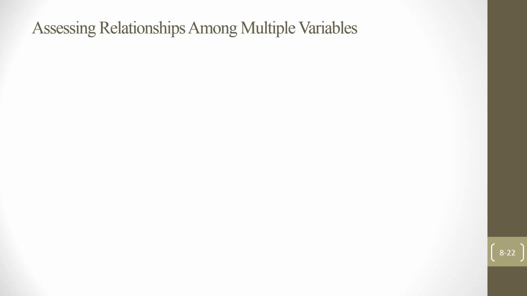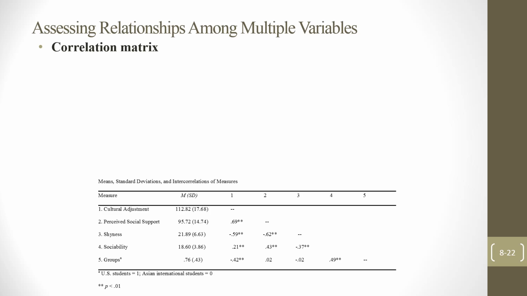All right. Another thing we want to talk about is correlation. First, I want to show you a correlation matrix. When we have a lot of variables and we want to investigate the relationships among them, we do this matrix. So you can see one is cultural adjustment, two perceptual support, three shyness, four sociability, and five groups, actually Asian versus American. All right, so we analyze the relationships among them.